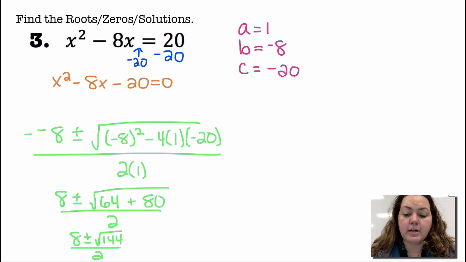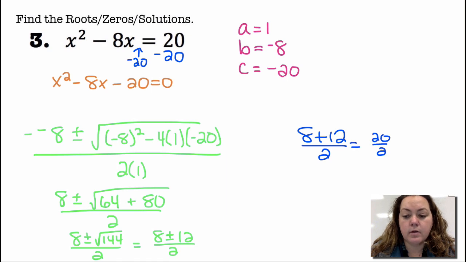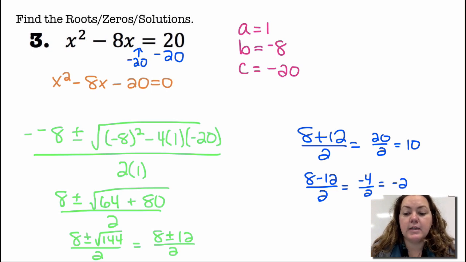So 144 is actually a perfect square, so this one works out pretty nice. The square root of 144 is 12, so I get 8 plus or minus 12 divided by 2. So I'm going to do 8 plus 12 and then divide by 2. 8 plus 12 is 20. 20 divided by 2 is 10. Then I'm going to do 8 minus 12 and divide by 2. 8 minus 12 is negative 4. Negative 4 divided by 2 is negative 2. So my answer is 10 and negative 2. I have 2 solutions.